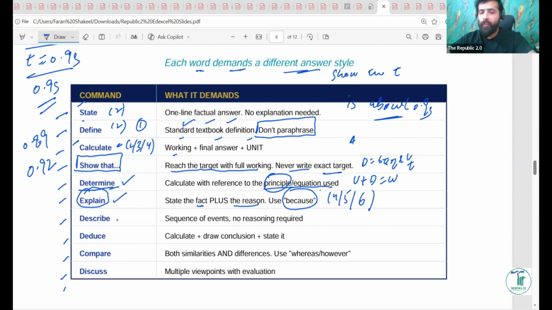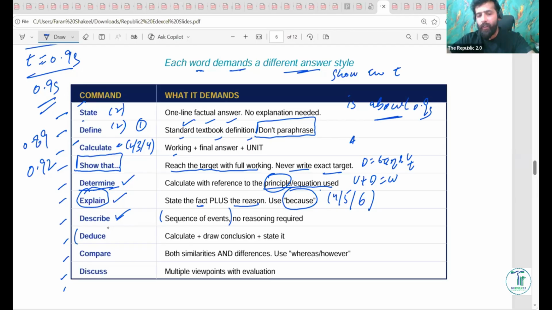Similarly, whenever you've got a description, remember the sequence of events is very necessary. You do not need to give me a reason, but the sequence of events in a proper physics way, right? Something is happening at the first order, second order, third order, fourth order, fifth order, and so on. You need to be ordered with your structure when you're describing something, right?